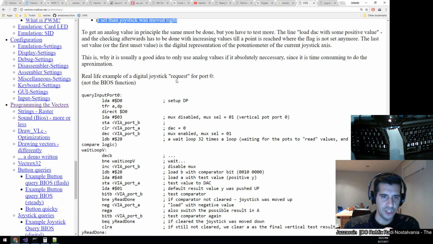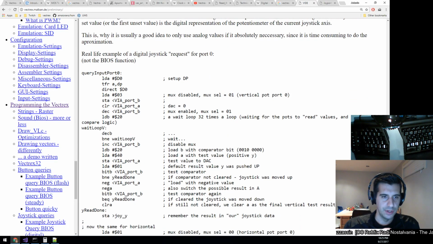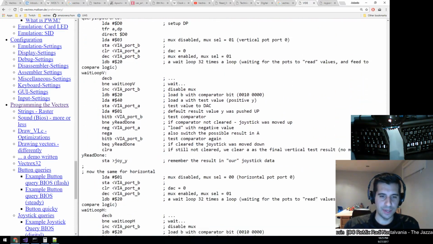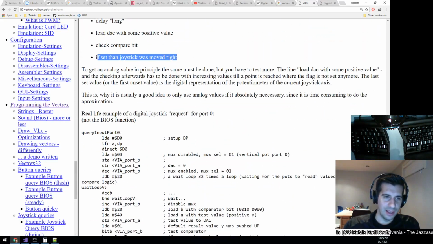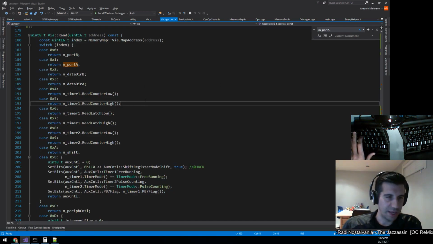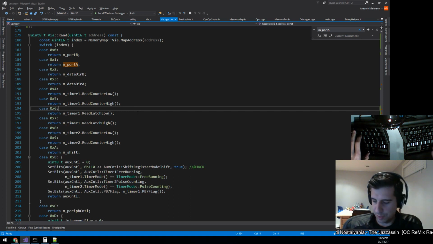Real life example of digital joystick request for port 0. Anyway, to be honest, I don't care that it's like that, because that's more like if you're writing a game and you really want to make it based on analog values, you would care about this. In my case, since I'm emulating, I just need to make sure I return the right values and turn the comparator bit on when it's correct. So I think I'm doing that. And right now I'm not even doing anything that's remotely analog, since I'm just pressing arrow keys, right? So I'm just maximizing the values.